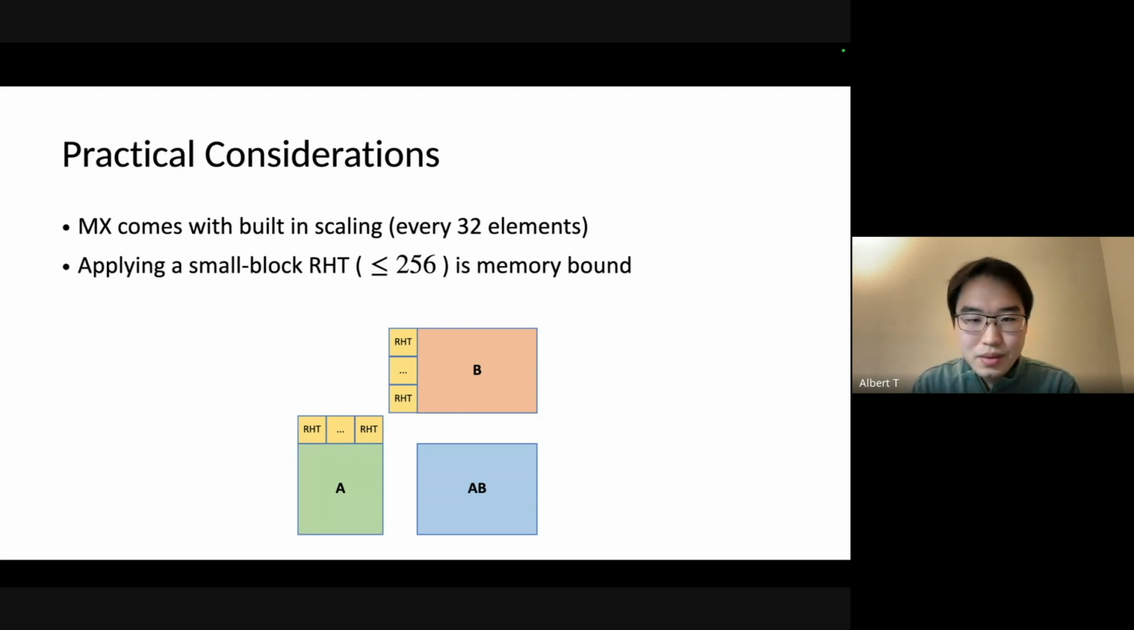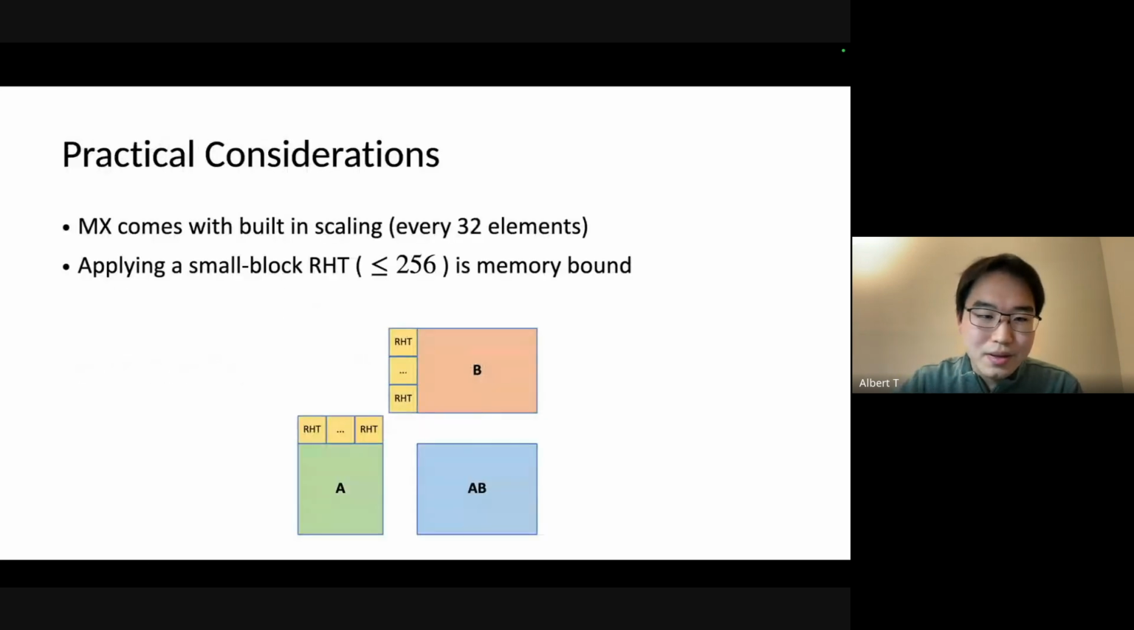So what I mean by all this is, if you look at this diagram, if we apply the RHT as a small dense matrix multiplication, then we can transform A and B in essentially a memory bound way, where it's bound by the memory of A and B. And then you get the matrix multiplication AB basically for the cost of an FP4 GEMM.